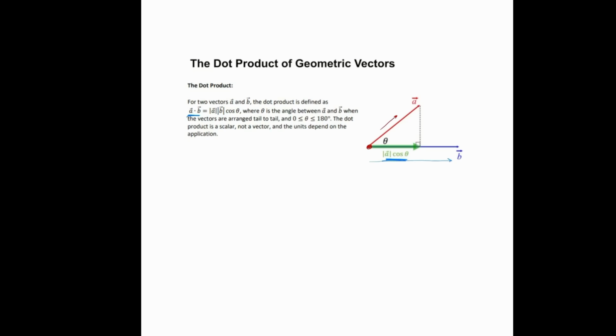The dot product is a scalar quantity, and that means that it gives us a scalar product only. It has magnitude but no direction, and the units depend on what we're doing with it. So it depends on the application, and there are lots of different ways that we can use this geometric dot product, but we're going to look at one that I think most of you will be familiar with.